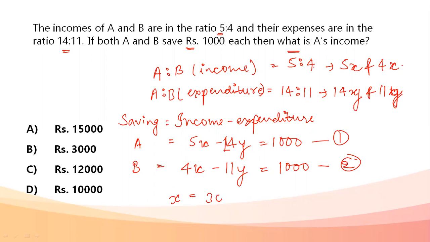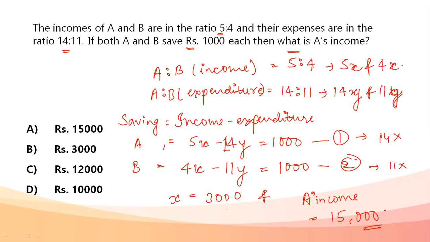So my x would come out to be 3000 and with that A's income becomes 5 into 3000, that is 15,000. So accordingly, I can find out A's income comes out to be 15,000. I can eliminate y from here so that y goes out and only the equation remains in terms of x so that it becomes easier for us to solve. I need not go for solving two or three equations again and again. Either multiply first equation by 14 or multiply this equation by 11 and get the answer.